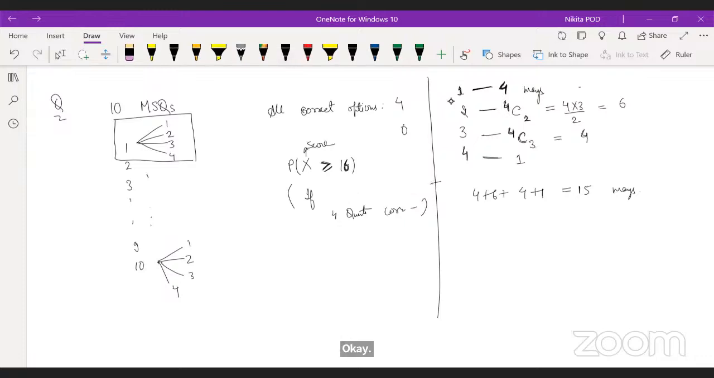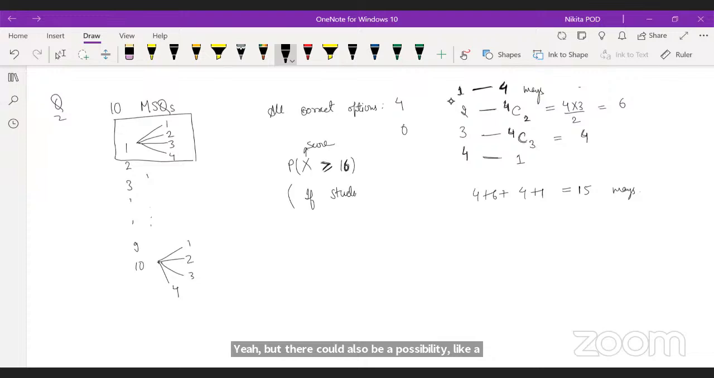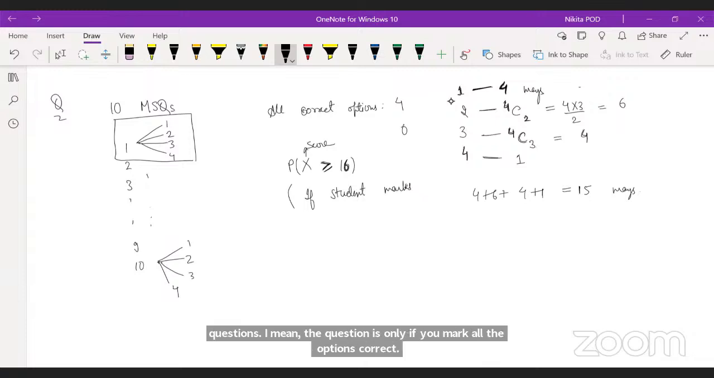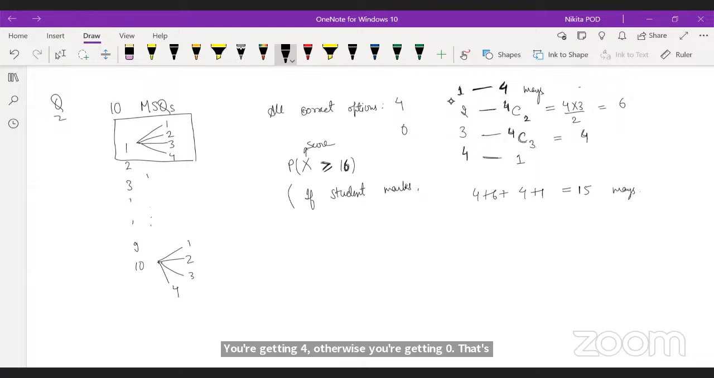But there could also be a possibility that the student has answered 8 questions and in those got half marks. But that is not given in the question. The question says only if you mark all the options correct, you are getting 4. Otherwise, you're getting 0. That's all. There is no partial marking.